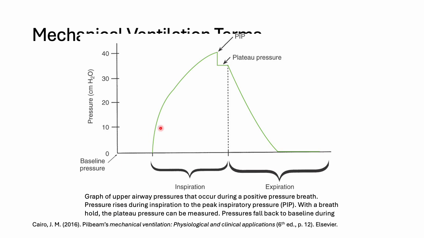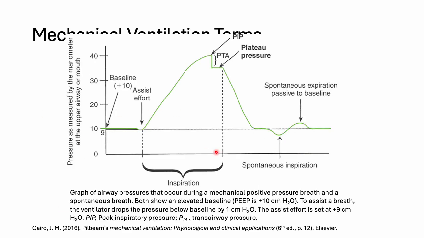In this case, the difference between PIP and plateau pressure is the trans-airway pressure. I'll show you in the next slide. So concentrate on this part.